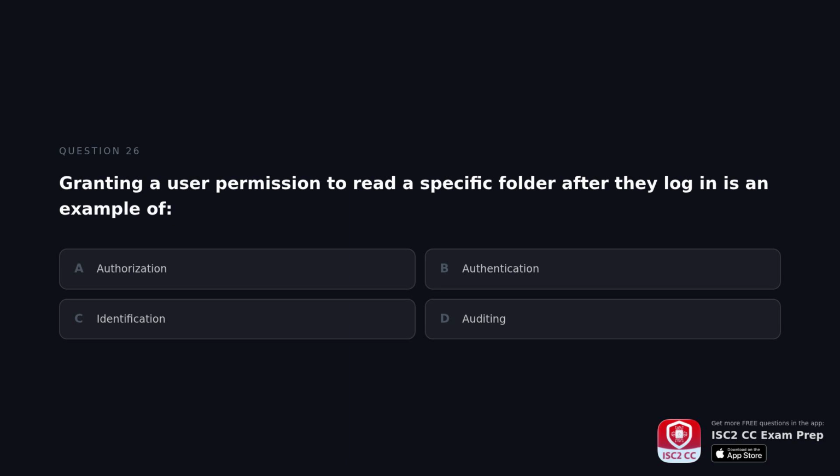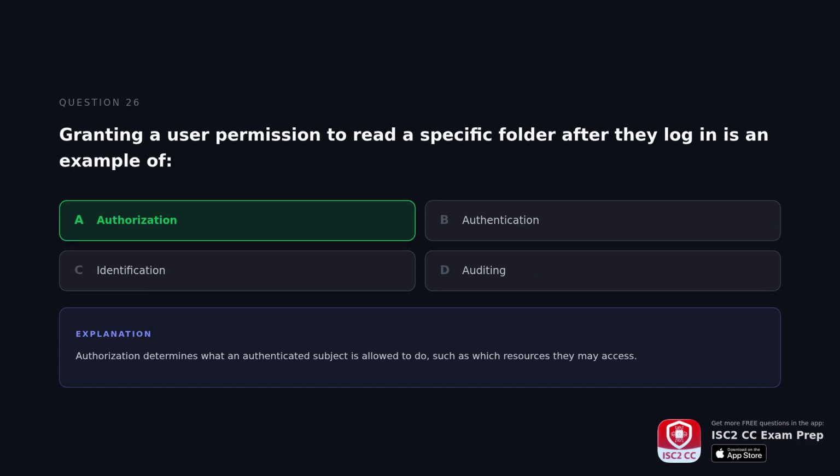Granting a user permission to read a specific folder after they log in is an example of: A. Authorization. B. Authentication. C. Identification. D. Auditing. The correct answer is authorization. Authorization determines what an authenticated subject is allowed to do, such as which resources they may access.